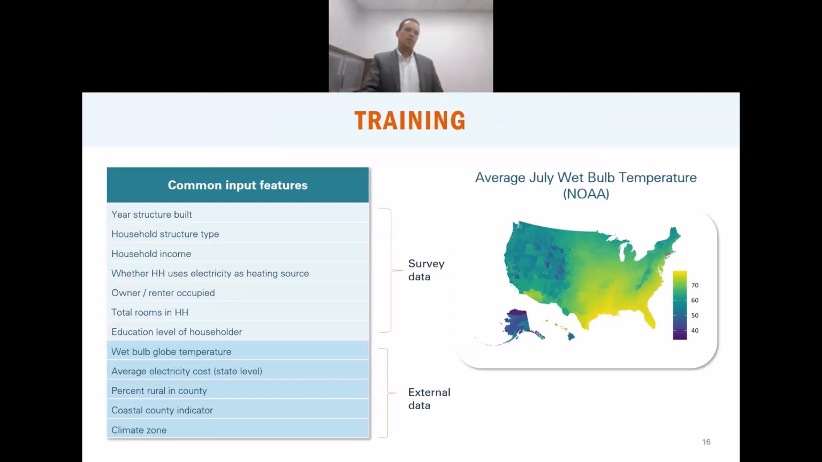When we utilize the data from the American Housing Survey and the American Community Survey, we started off by just looking at the characteristics on the survey data. So we looked at things like the year the structure was built, as well as the structure type, household income, among other things, to create a model.